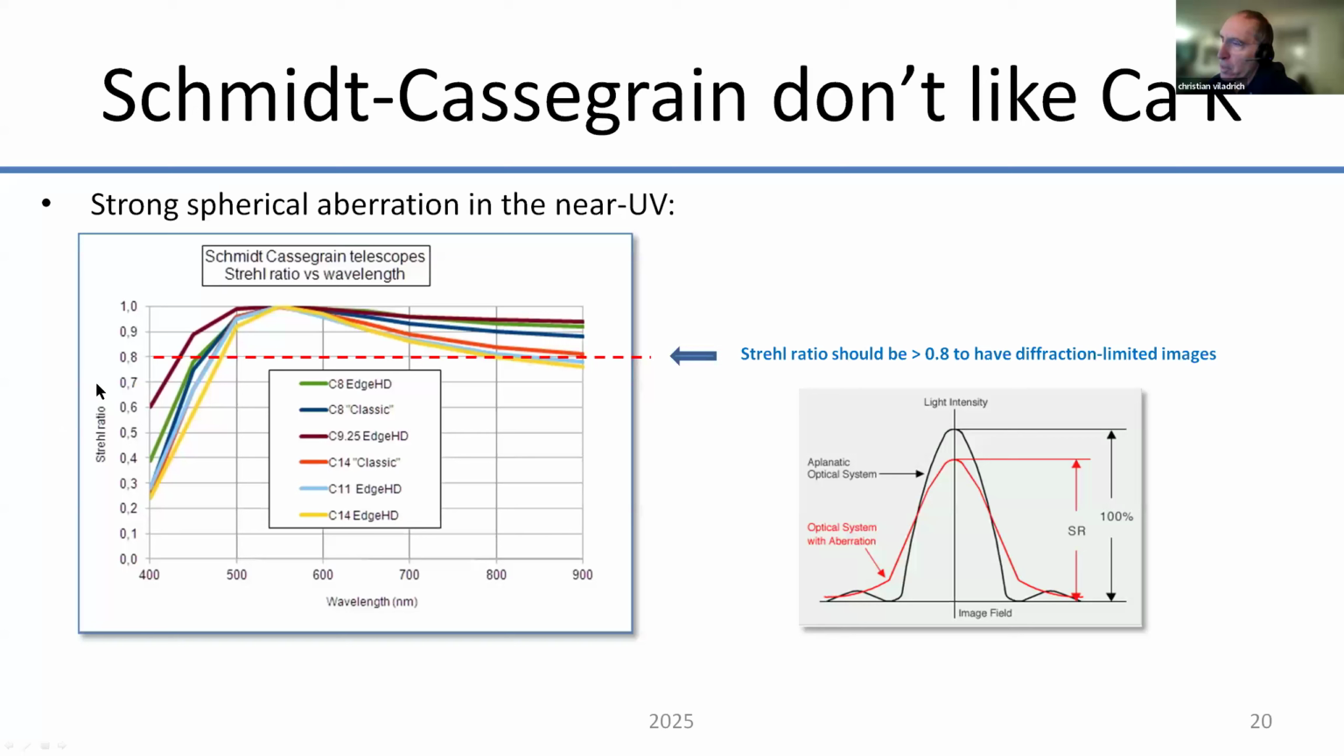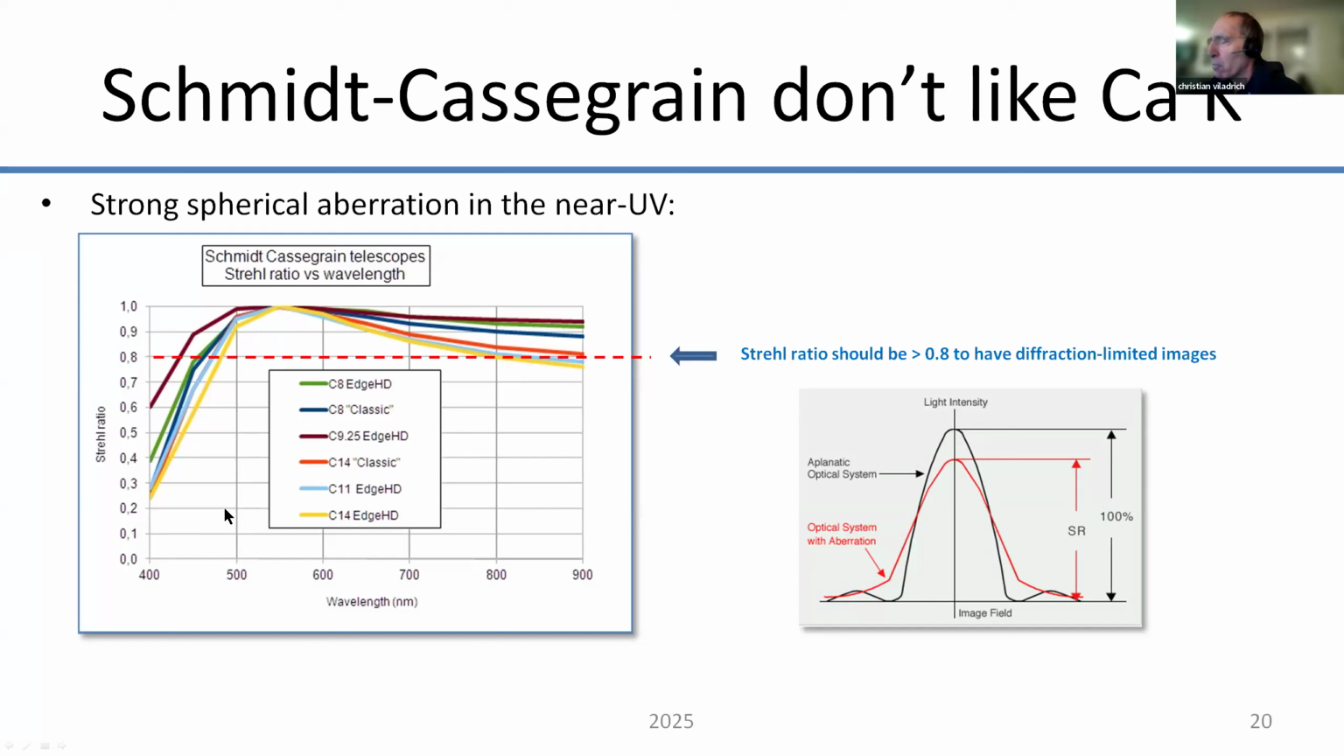The Strehl ratio, basically, the only thing we have to know is that when the Strehl ratio is larger than 0.8, it is diffraction limited. So the images are perfect, no problem. If the Strehl ratio is lower than 0.8, it is no longer diffraction limited. So you have fuzzy images, it is blurred, it is no good. So here are simulations for C8, C14, C11, and so on.